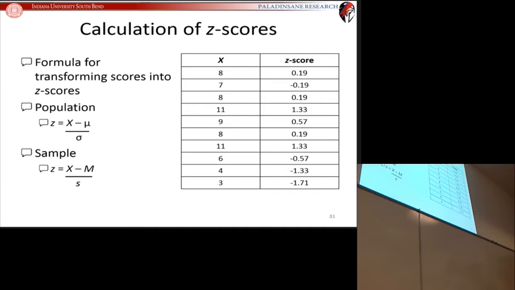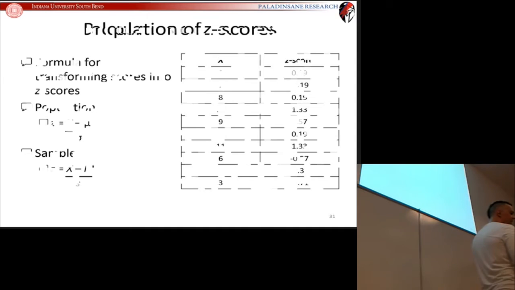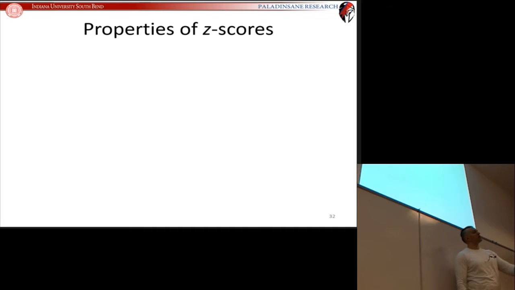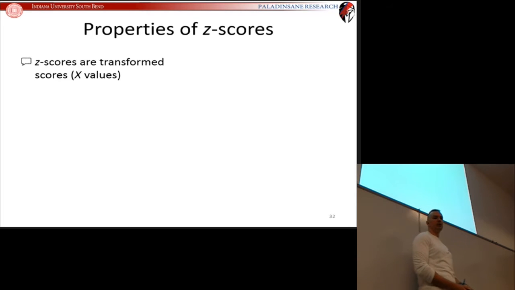All right, so that's the calculation, and we're going to see how to do this in Excel, so we can do this rather quickly. But before we get to that, let's take a look now at some more details about the properties of these z-scores. What happens to your raw scores after this transformation? So again, these z-scores are just transformed raw scores. They're just these raw scores exchanged into another format.